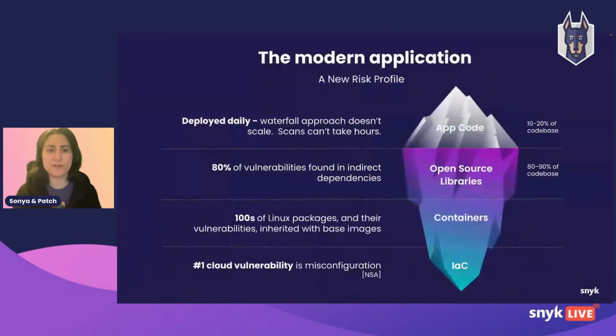Cool. So I think now we have a better idea of the modern application. So we've seen that at the top of the iceberg, we had the application code, which represents 10 to 20% of our code base. Then we're moving down to the open source libraries, which could represent 80 to 90% of the vulnerabilities we found in indirect dependencies. Then we have the container layers with all of the Linux packages and the base images, Docker images that we might be using within our code base. And finally, the IaC level with cloud misconfiguration.